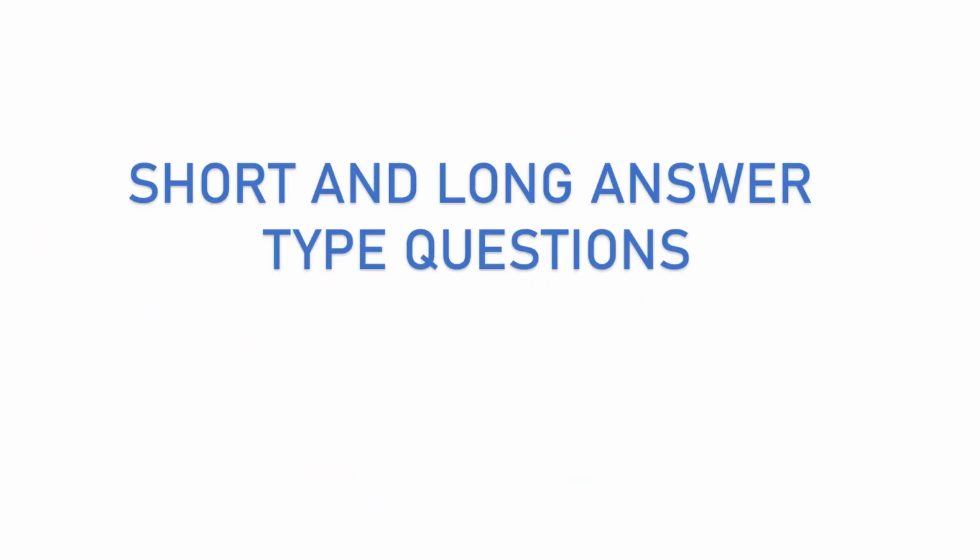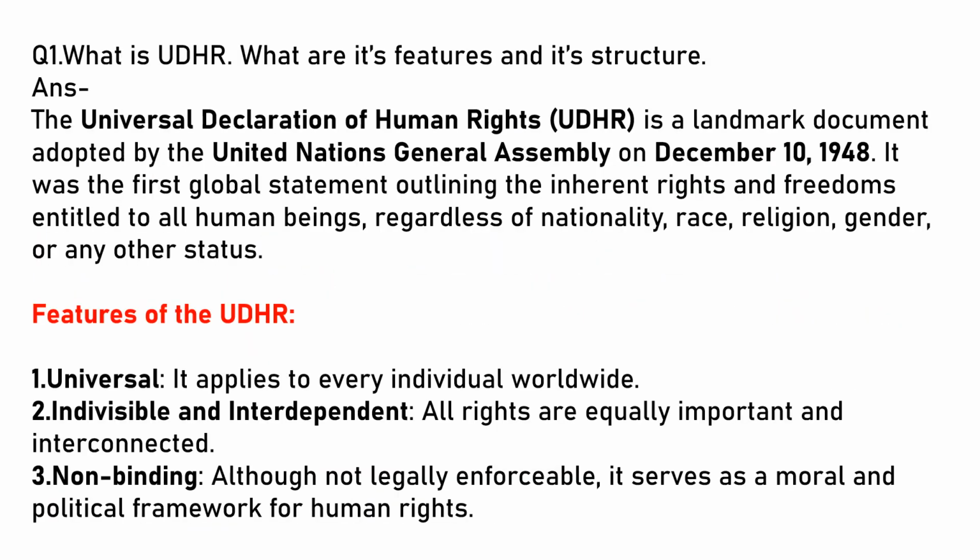Short and long answer type questions. What is UDHR? What are its features and its structure? The UDHR is a landmark document adopted by the United Nations General Assembly on December 10, 1948. It was the first global statement outlining the inherent rights and freedoms entitled to all human beings regardless of nationality, race, religion, gender or any other status.